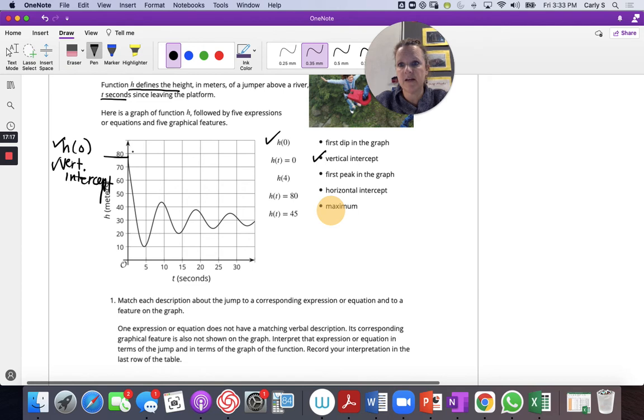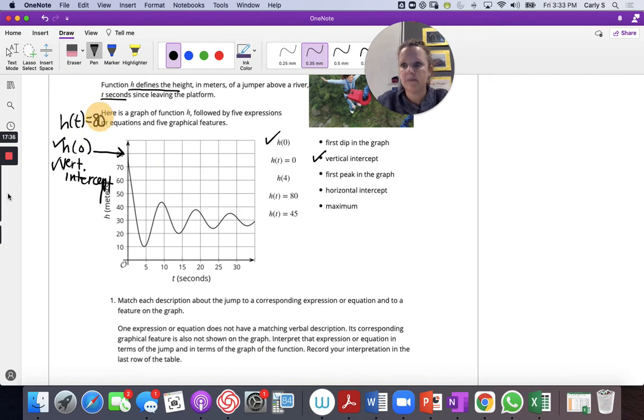If I look right here, ooh, I did not read that well. That's also that point right there. So that's also h of t equals 80. Those are the same. I got distracted again. So let's see what happens. So we have maximum and h of t equals 80.